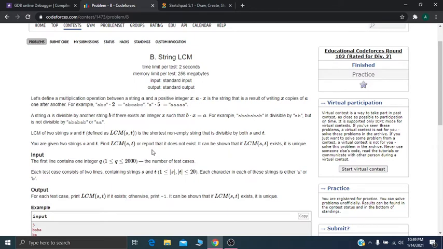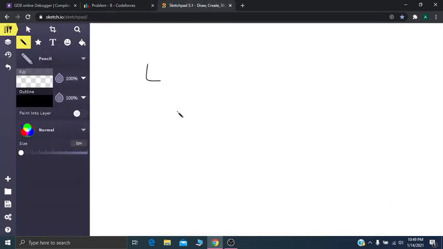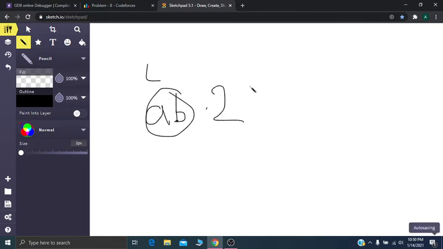First I'll explain what multiplication means in strings. Let's take an example. Let's say I have a string like AB, and I want to do this string times 2. What does this mean? They have said it will just be repeated 2 times, I mean copied 2 times. So it would look like this. It would mean exactly like this.